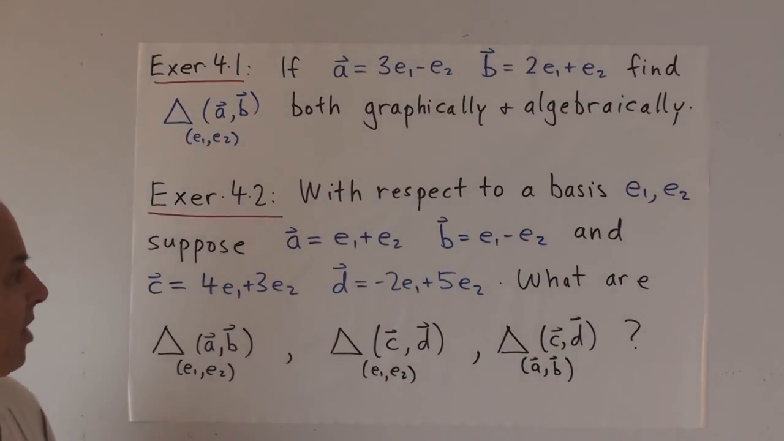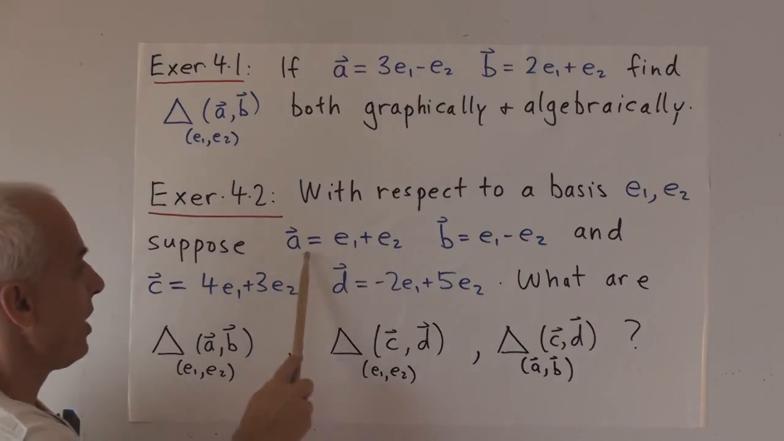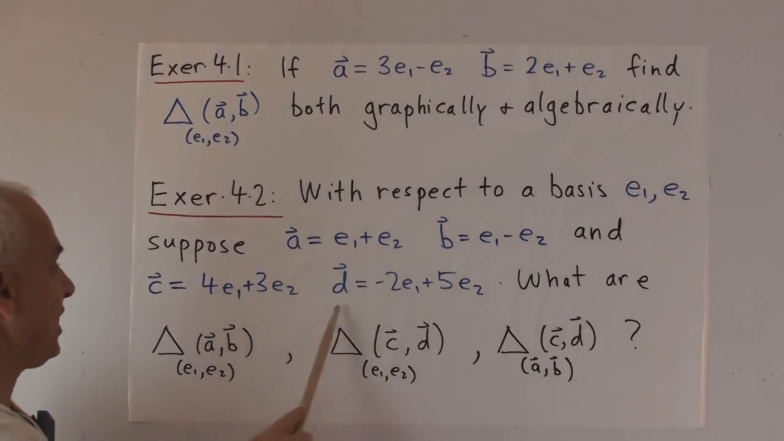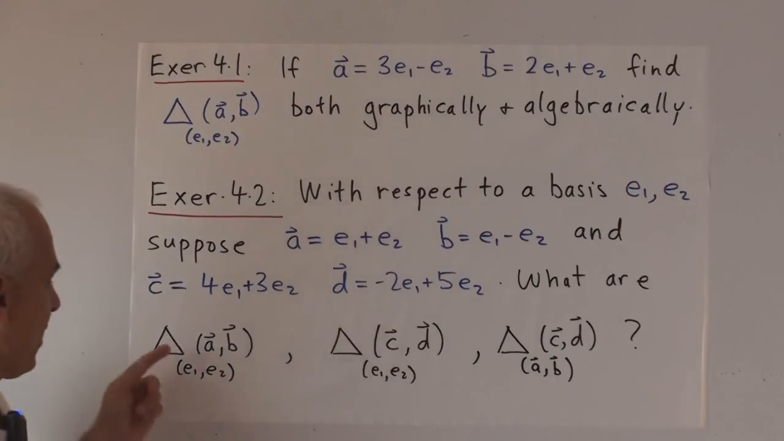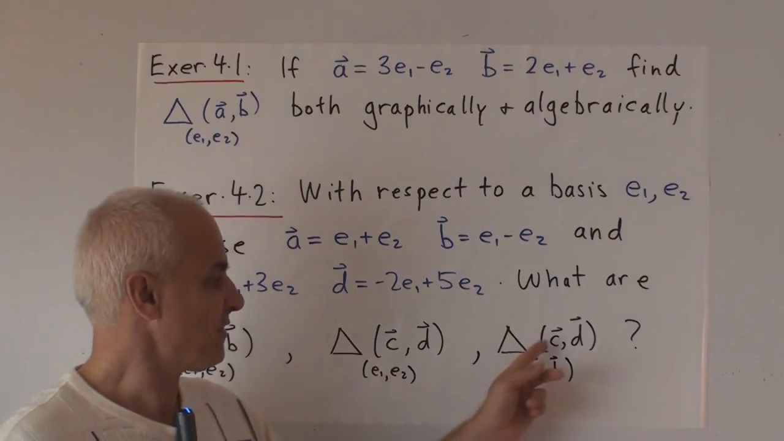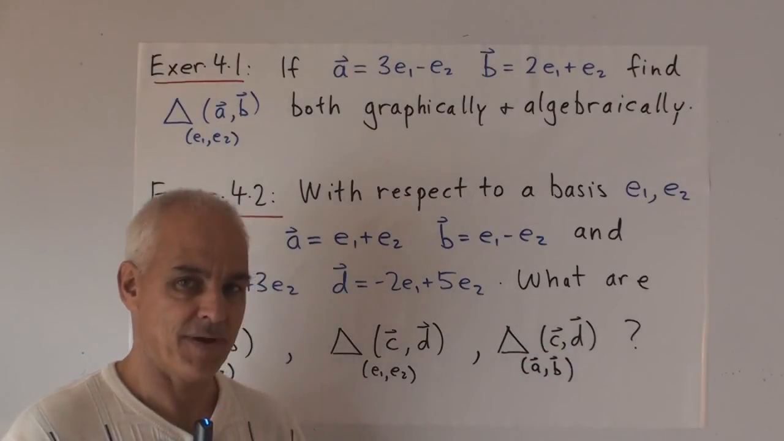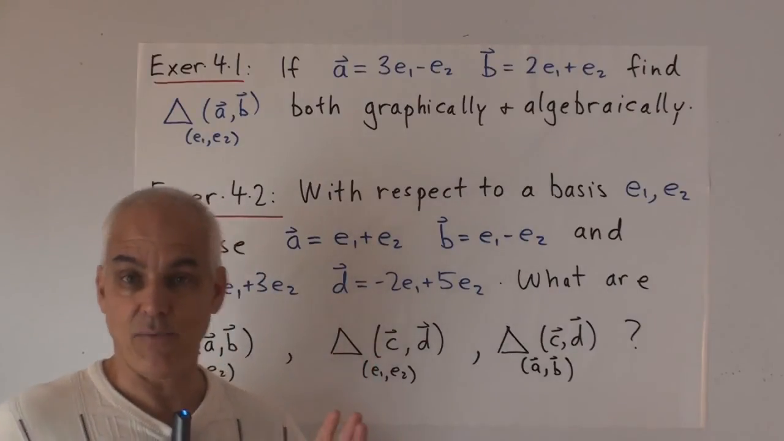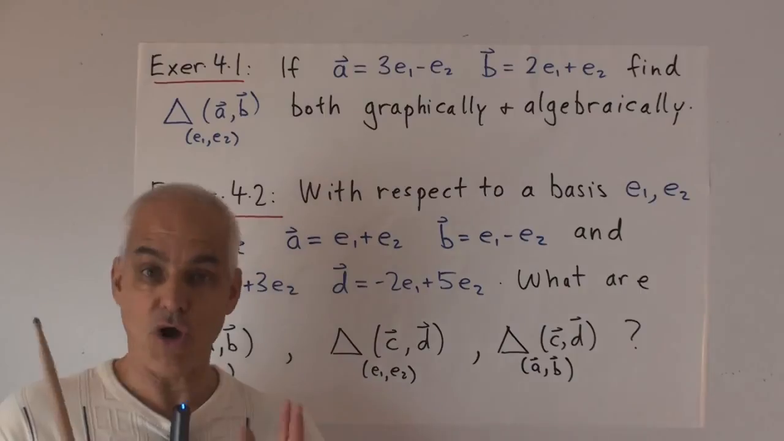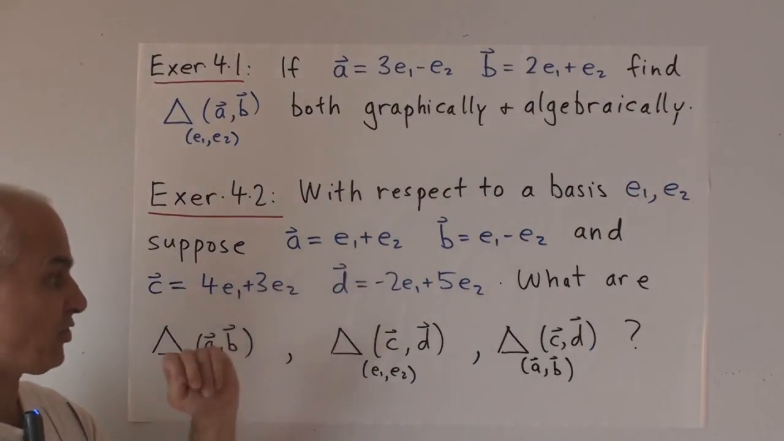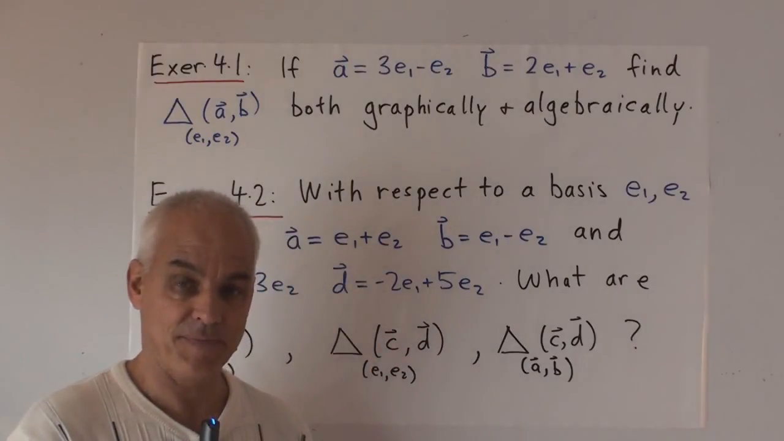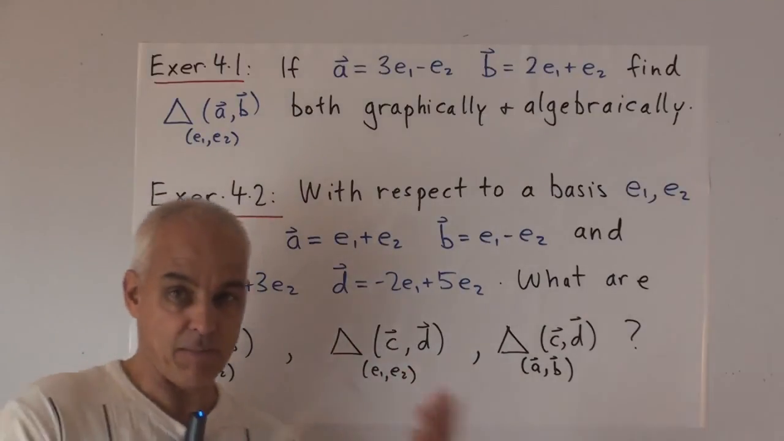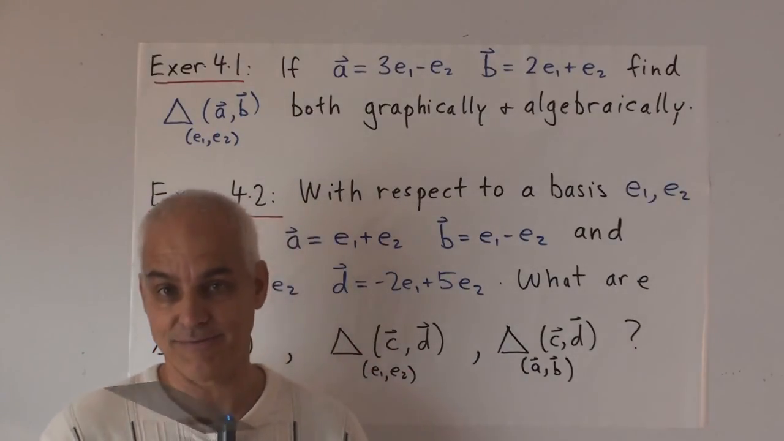The second is a similar kind of problem, a little bit more elaborate, because we have now a vector A, a vector B, a vector C, a vector D, and I ask you to compute 3 different invariants. The delta of AB with respect to E1, E2, the delta of CD with respect to E1, E2, and the delta of CD with respect to AB. This is getting you used to the idea that we can change coordinate systems. And there's no God-given coordinate system. It's not always E1, E2. We could be looking at things from the point of view of A and B as being the basic reference frame. So one of the things that we want to do is to be able to move fluidly back from one reference frame to another.